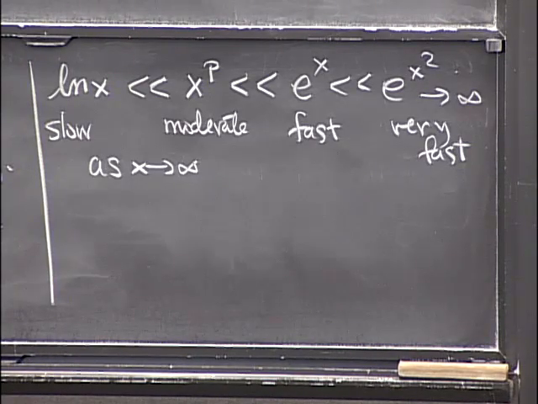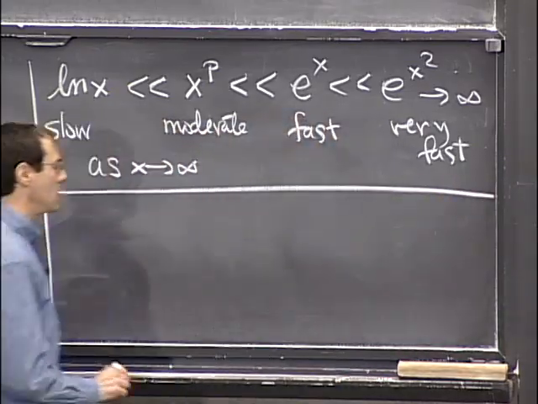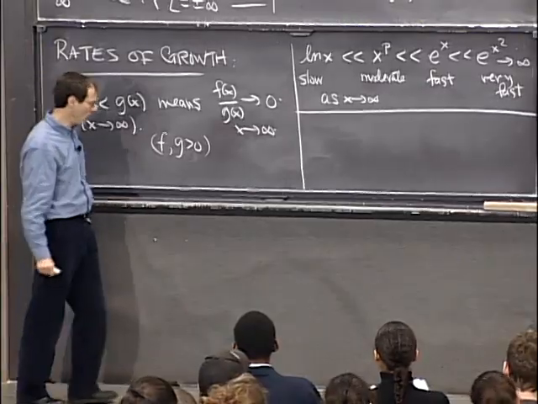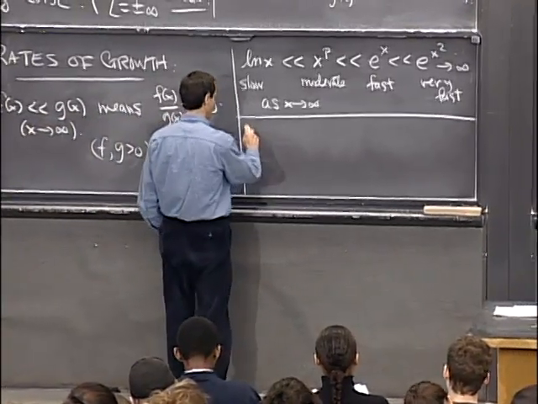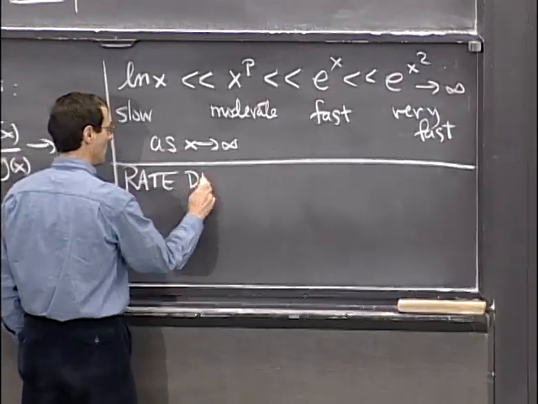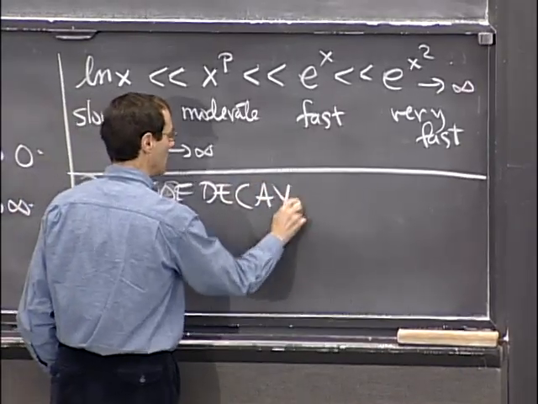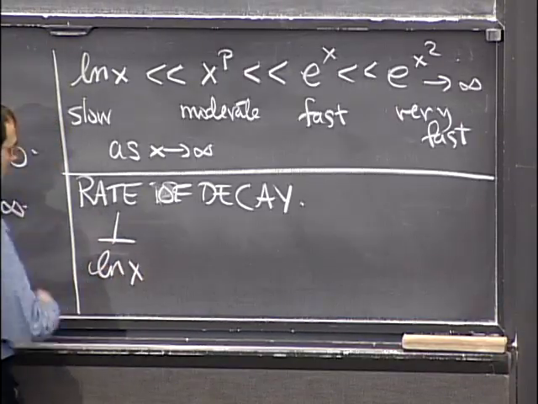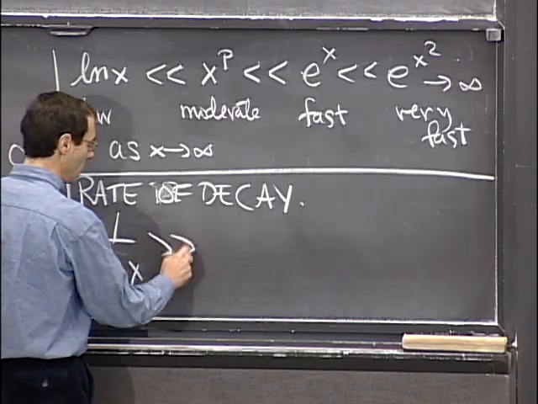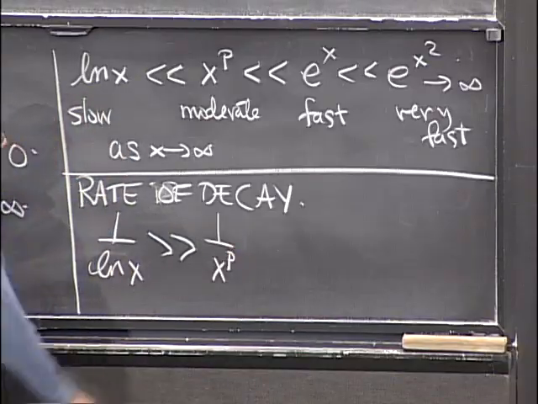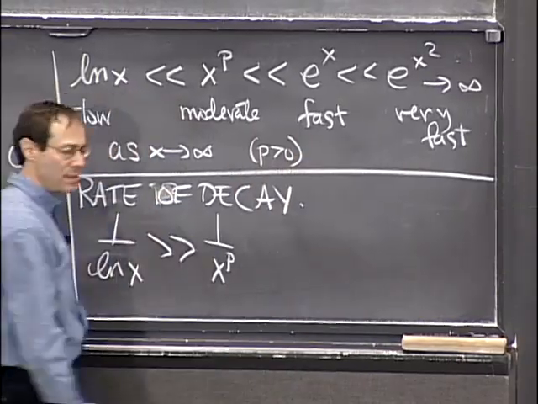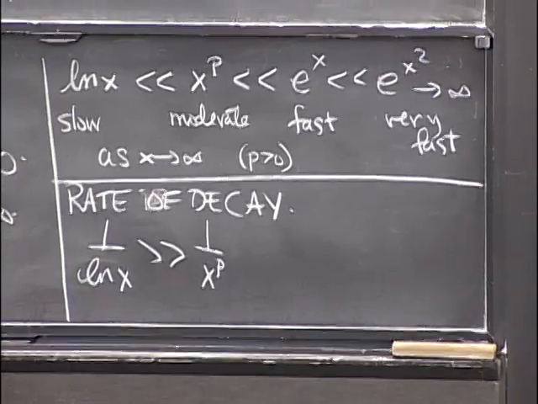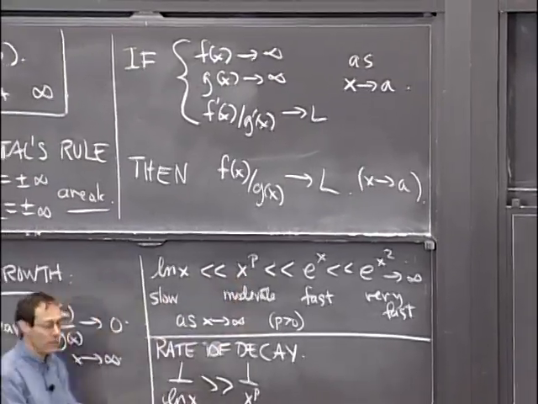And analogous to this, and today we're going to be needing to do this quite a bit, is rates of decay, which are more or less the opposite of rates of growth. So rates of decay are rates at which things tend to zero. And for that I'm just going to take reciprocals of these numbers. So 1 over log x tends to 0, but rather slowly. It's much bigger than 1 over x to the power p. Oh, I didn't mention that this exponent p is meant to be positive. That's a convention that I'm using without saying. I should have told you that. So think x to the 1/2, x to the first power, x squared. They're all in this sort of moderate intermediate range.